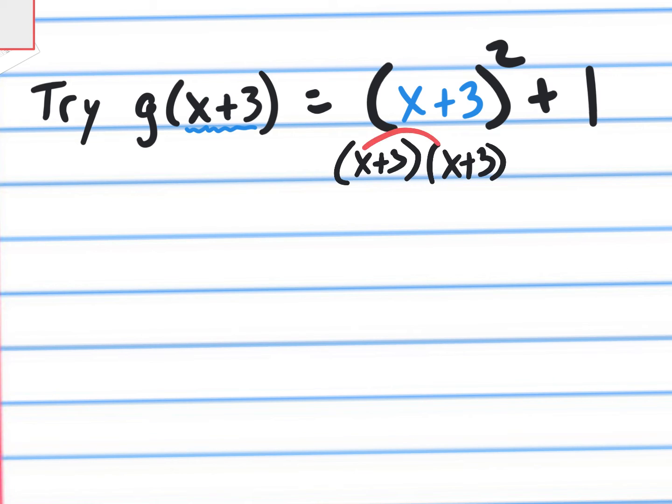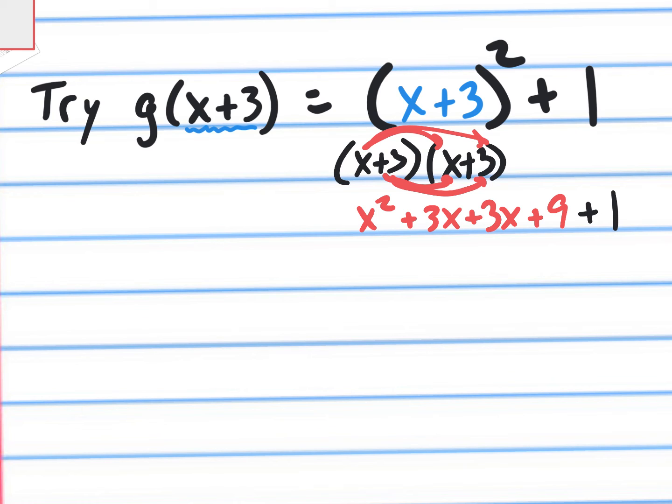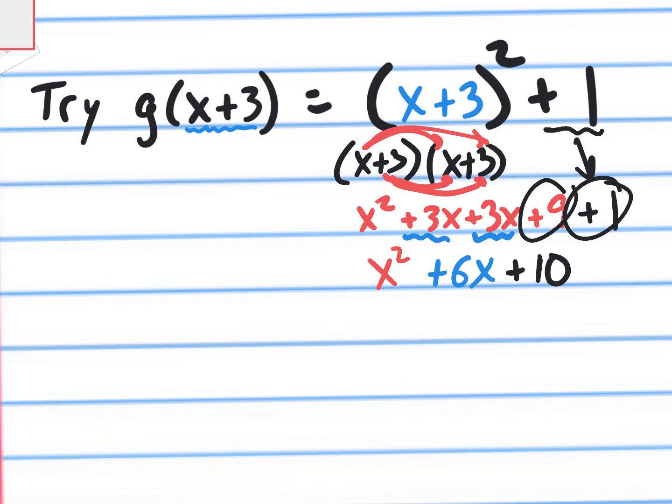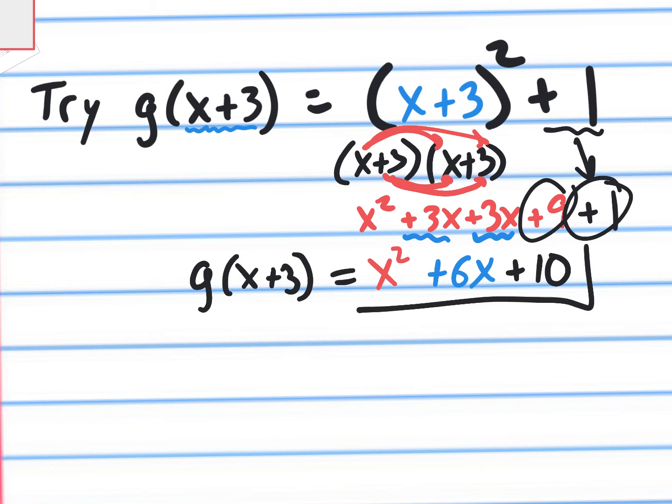And distribute. x times x, x squared. x times 3, 3x. 3 times x is another 3x. 3 times 3 is positive 9. Don't forget about the positive 1 at the very end. Bring that down. This guy comes down. Now you still need to combine like terms. So let's combine the 3x with the 3x, giving us what? 6x. Bring down that x squared that's in the front. And let's also combine the 9 with the 1, giving us 10. So g of x plus 3, the answer is that quadratic trinomial.